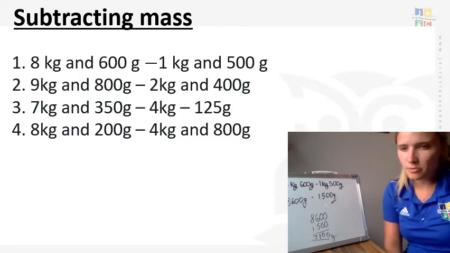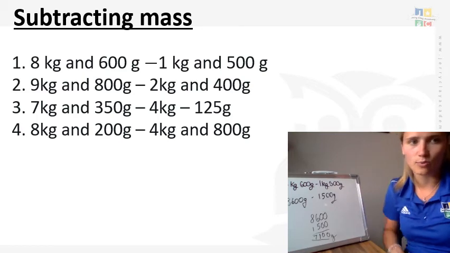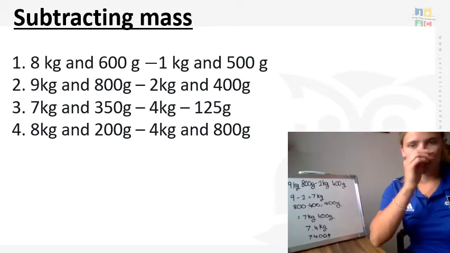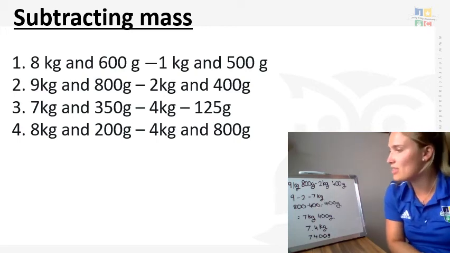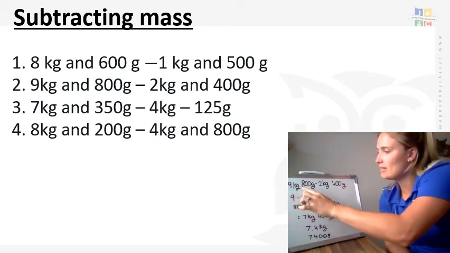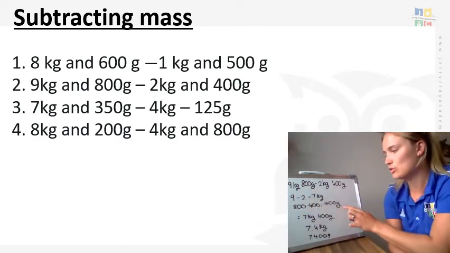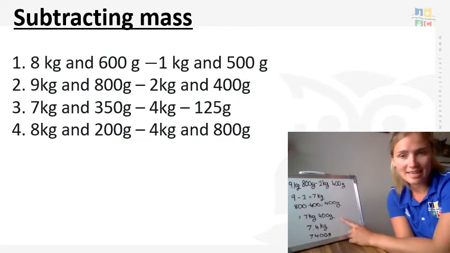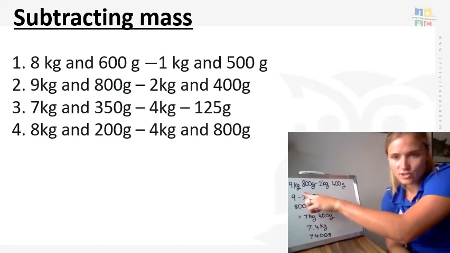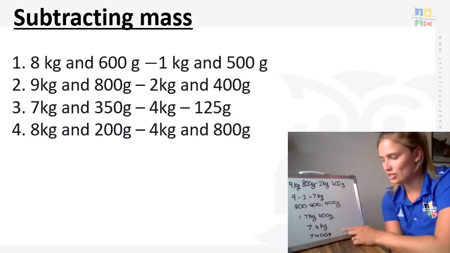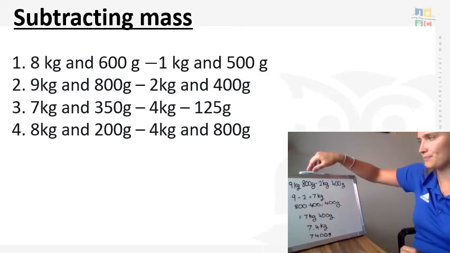Think about which ones you will be able to do this method for, and which ones you can do the other method for as well. So if I have a look at the second question, I have done the method of taking away my 9, take away 2 kilograms, which is 7 kilograms. I've done 800, take away 400, which is 400 grams. So my answer should be 7 kilograms, 400 grams. Alternatively, you could have done 9,800, take away 2,400, which you would have got 7,400 grams or 7.4 kilograms.